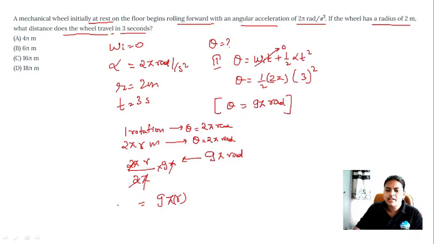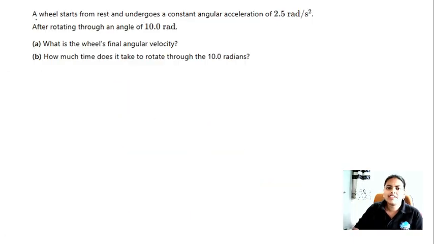This is the linear distance covered. So 9 pi into radius, which is 2 meters, would be 18 pi meter. This distance would be covered. D is the correct option. Now let's see another example.